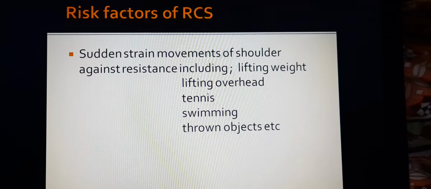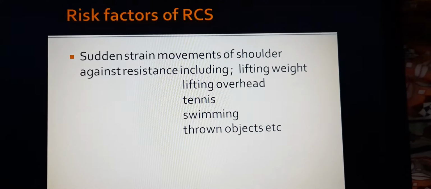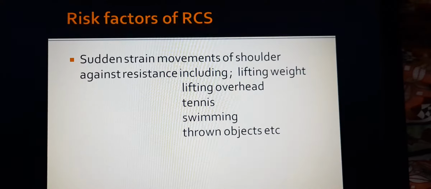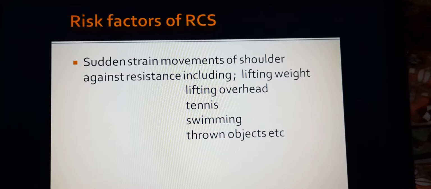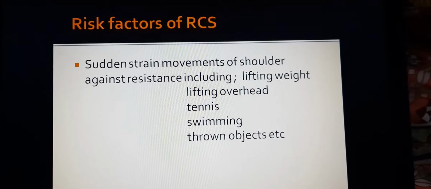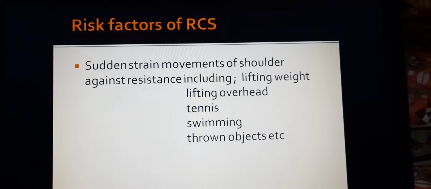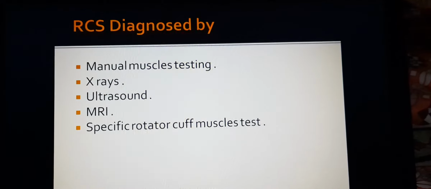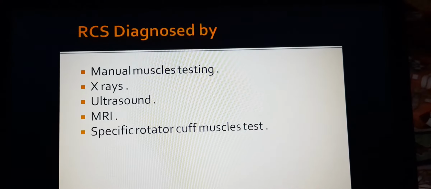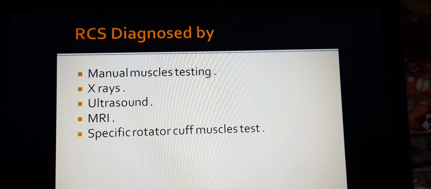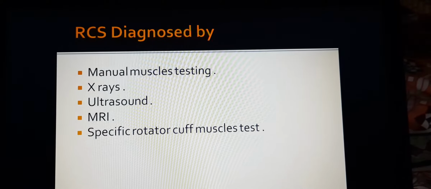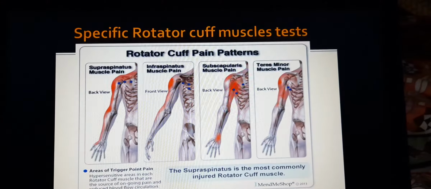Risk factors: sudden strain movements of the shoulder against resistance, including lifting weight, lifting overhead, tennis, swimming, throwing objects, etc. This syndrome is diagnosed by manual muscle testing, X-rays, ultrasound, MRI, and specific rotator cuff muscle tests.